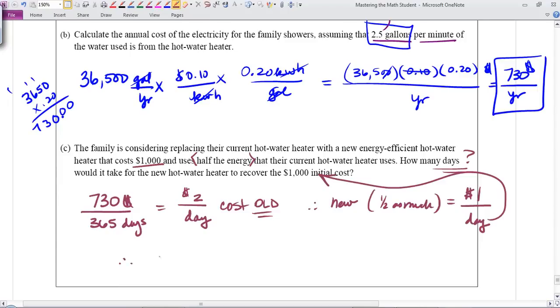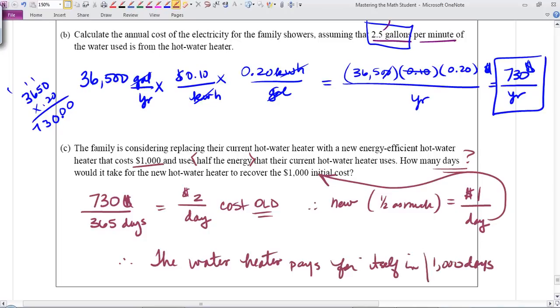Yes. Common sense prevails. So therefore, the water heater pays for itself in 1,000 days. Is that sufficient? Is that how they asked it? How many days? Yes, that works. Thank goodness they didn't ask years, because that's going to be another calculation, because there's 365 days in a year. So it's going to be a little bit under 3 years, but at least luckily they didn't ask us that. But on a multiple choice question, that may be the kind of thinking that you have to have.